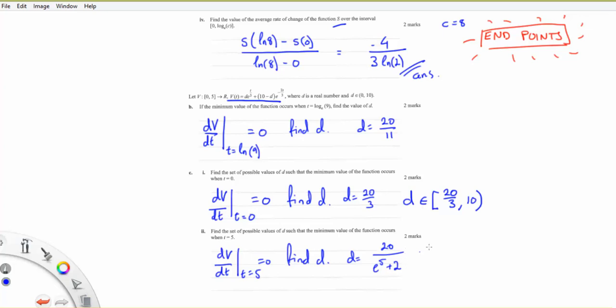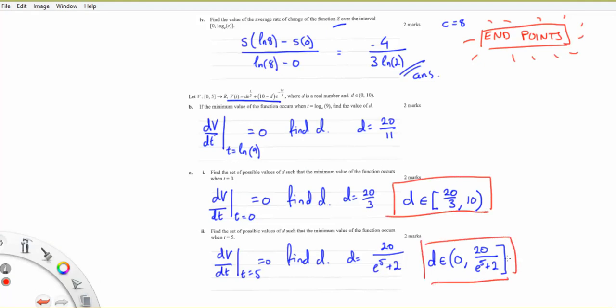Noticing the curved bracket, we can go all the way up to 10. It's the same for this one. We have D. D can be 0, noticing the curvy bracket there, but it can also go up to 20 over e to the power of 5 plus 2. Remembering that we have a square bracket there because we're including that value. So those two there are your answers, and it's all about watching those endpoints. Very tricky stuff to look out for.